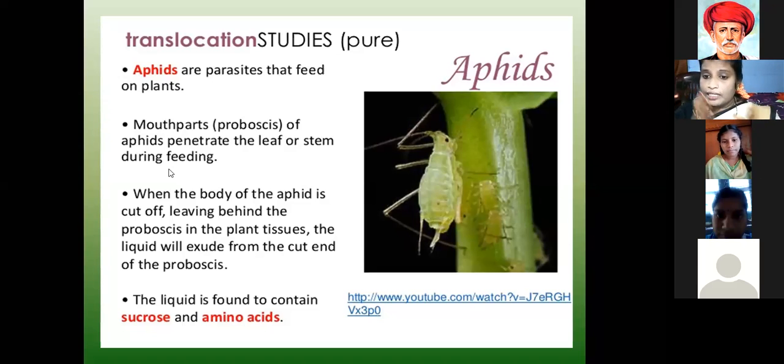But the aphid is also a parasite. It falls on the plants and sucks the food materials. After that, we will see the plant is affected. The plant is not growing, not showing growth.